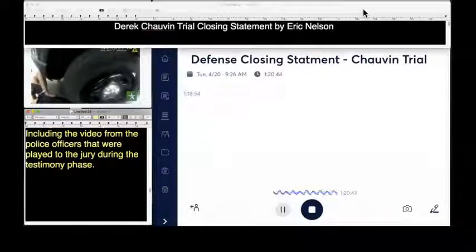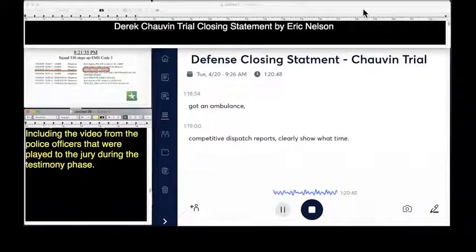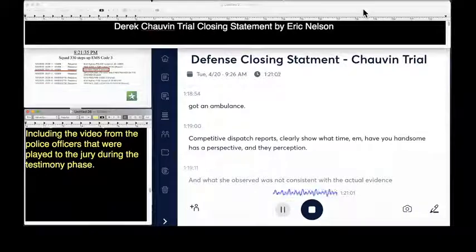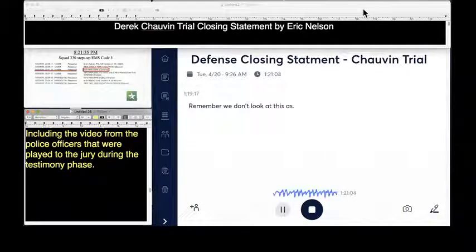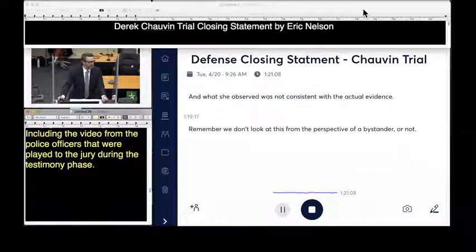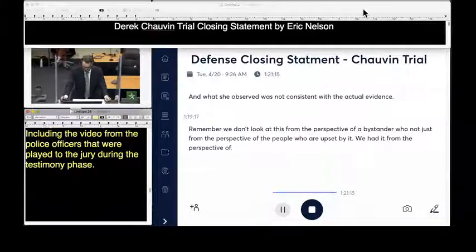The computer-aided dispatch reports clearly show what time EMS was called. So Genevieve Hansen has a perspective and a perception. And what she observed was not consistent with the actual evidence. But remember, we don't look at this incident from the perspective of a bystander. We do not look at this incident from the perspective of the people who were upset by it. We look at it from the perspective of a reasonable police officer.